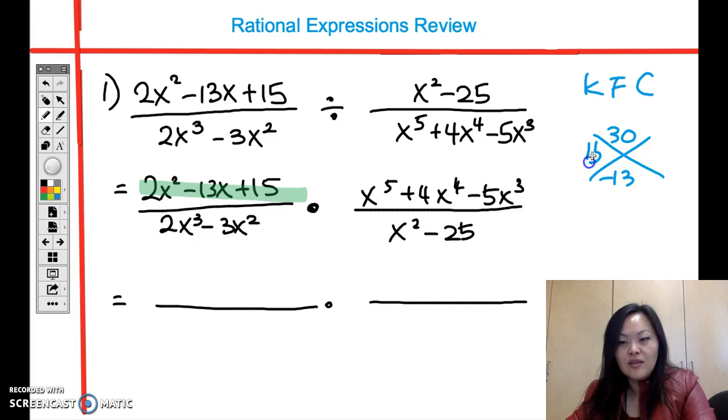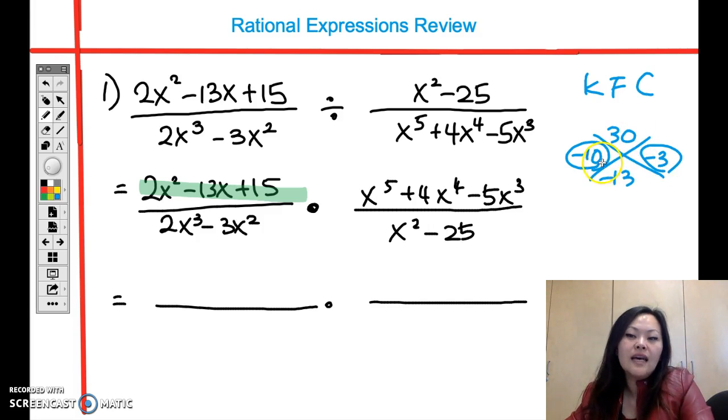Let's see. So it'll be negative 15 times 2, right? Multiply to get, oh, why did I use negatives? My bad. So that's the wrong answer. It's going to be actually 10 and 3. So it's going to be negative 10 times negative 3, which is going to give me positive 30. And negative 10 plus negative 3 is negative 13.